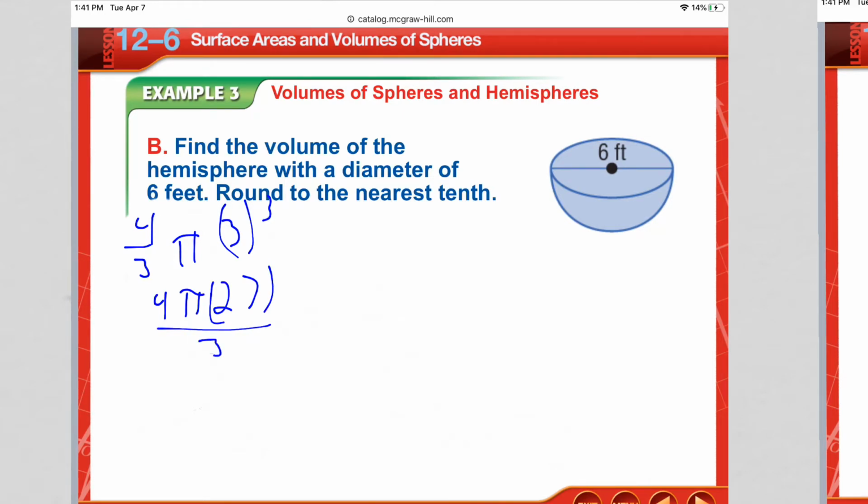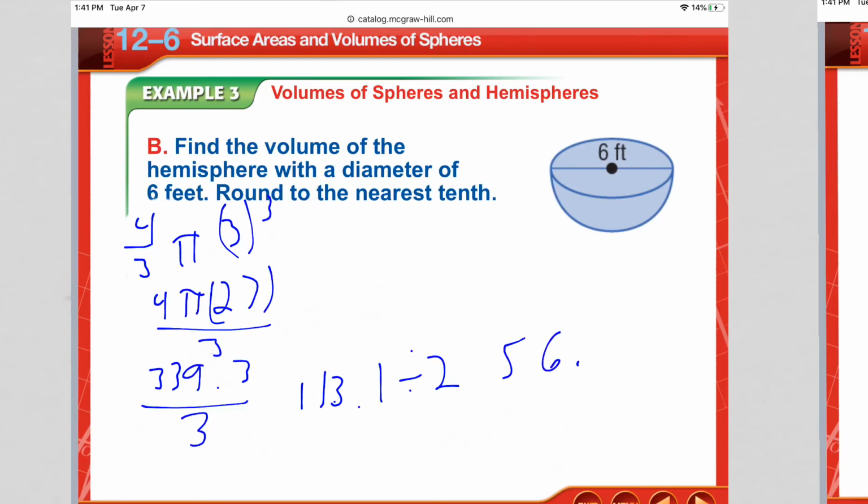So 4 times pi times 27 was 339.3. And then I'm going to divide that by 3. And then I get 113.1. So that's the volume of the whole sphere. From there, I'm going to have to divide it by 2 because this is half of a sphere, and I get 56.6. That is your answer. Of course, for a unit, feet cubed.